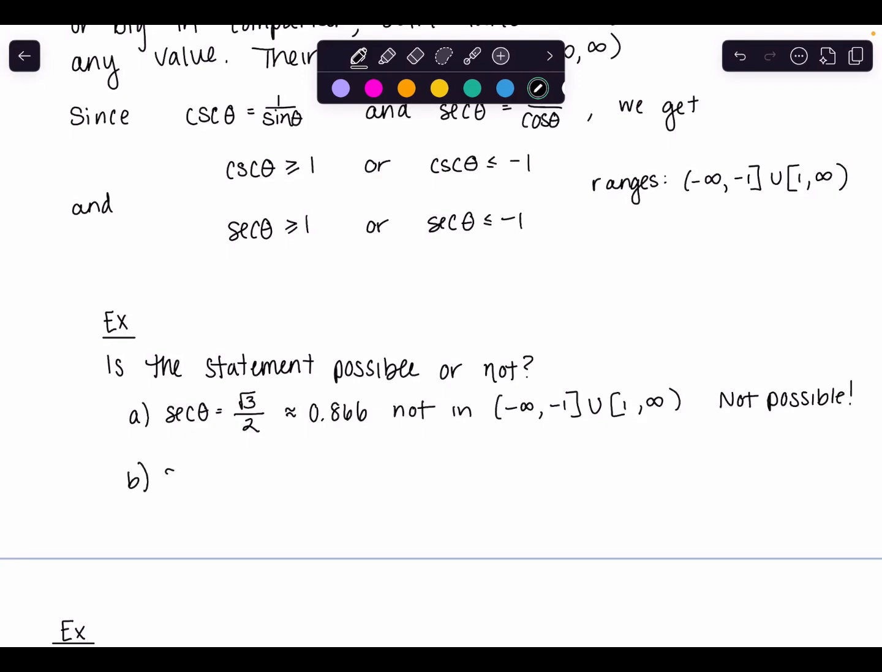If I say sine of theta is equal to 0.08, well, I have no problem here because 0.08 is in the range, which is -1 to 1. So this one is good.